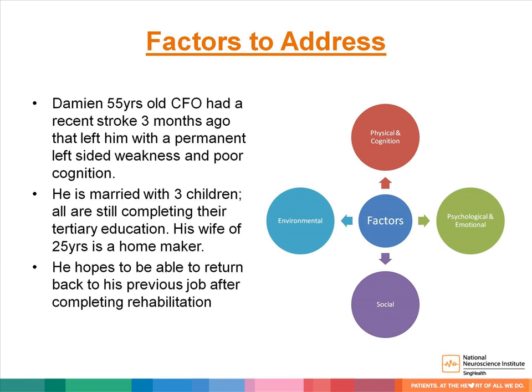And we will refer back to this case of Damien, who is a 55-year-old chief financial officer who had a recent stroke 3 months ago that left him with a permanent left-sided weakness and poor cognition. He is married with 3 children, all still completing their tertiary education, and a wife of 25 years who is a homemaker. Mr. Damien, as you remember, hopes to be able to return to his previous job as a CFO after he has completed rehabilitation.